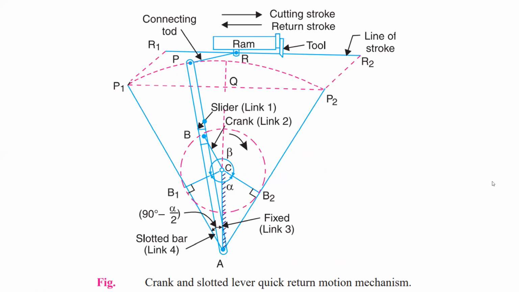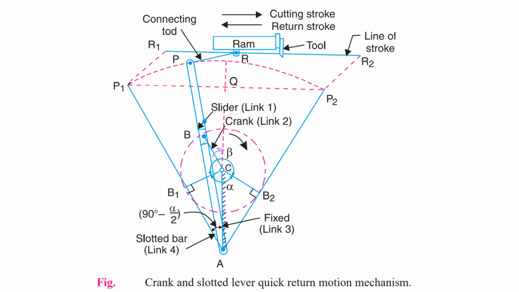See what is done here. It is your connecting rod which is fixed. Now the crank is rotating about point C. See here the crank CB. CB will rotate like this, so this point B will be moving along the circular path. It will also come at B2, then it will also come at B1 like this.